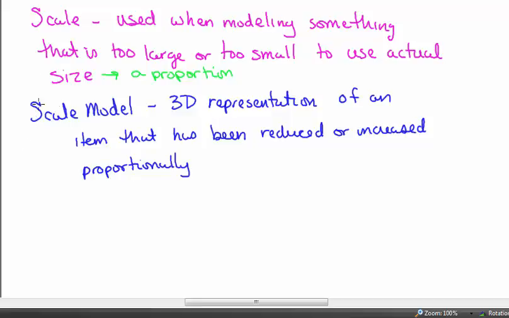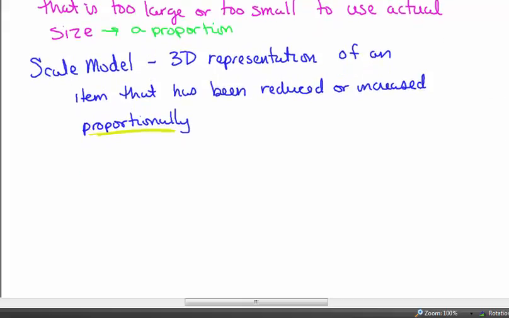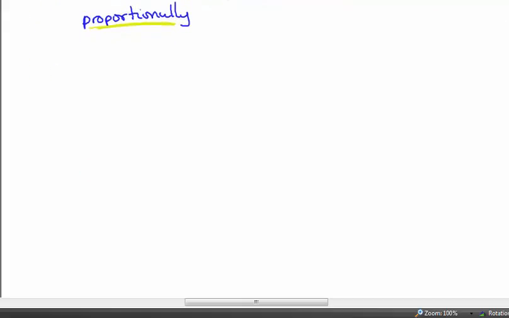So that's the key word though, proportionally. That's the important word right there, proportional. Scale models are proportional to their actual item. So let's use an example using scale.